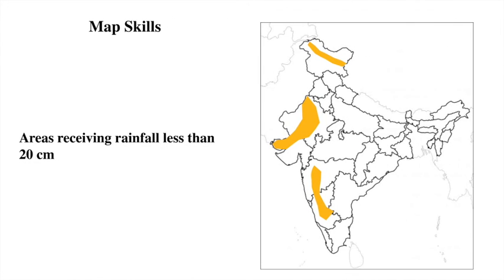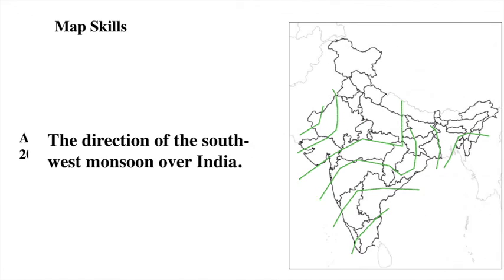Then you have to mark areas receiving rainfall less than 20 centimeter. The drier belt: leeward side of the Western Ghats in the Deccan Plateau, the northwestern part of Rajasthan, and Leh Valley in Jammu and Kashmir. These are all the 3 places that receive less than 20 centimeter rainfall.